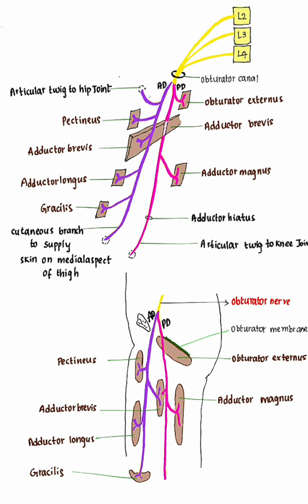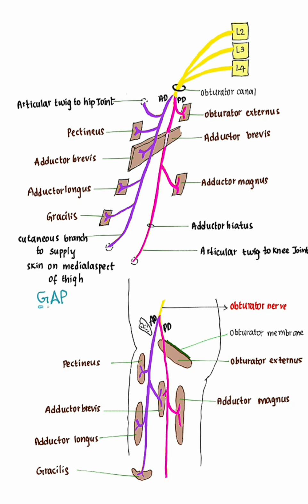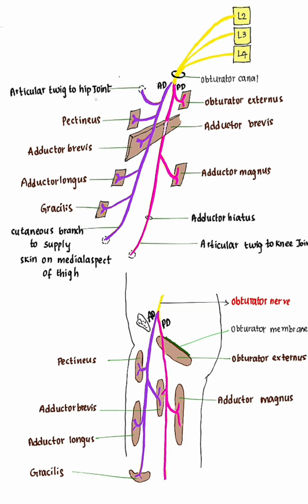Anterior division supplies pectineus, adductor brevis, adductor longus, and gracilis. Remember the mnemonic GAP. G, gracilis. A, adductor longus, adductor brevis. P, pectineus. It also gives a branch to hip joint. It also gives a twig to subsartorial plexus.